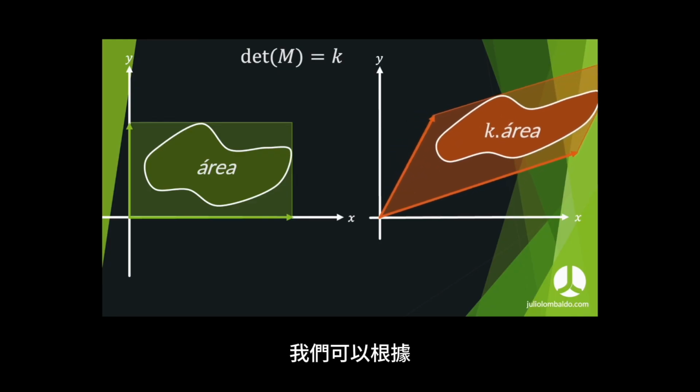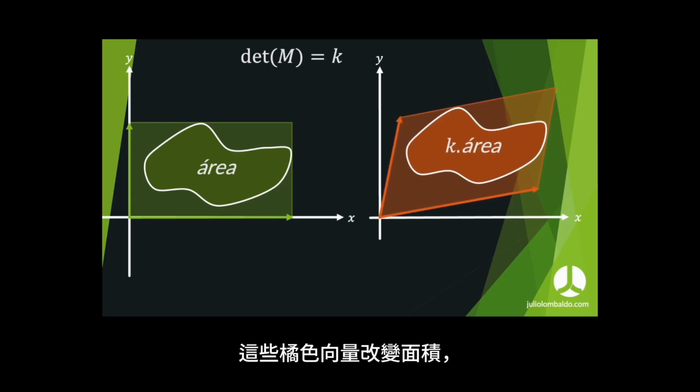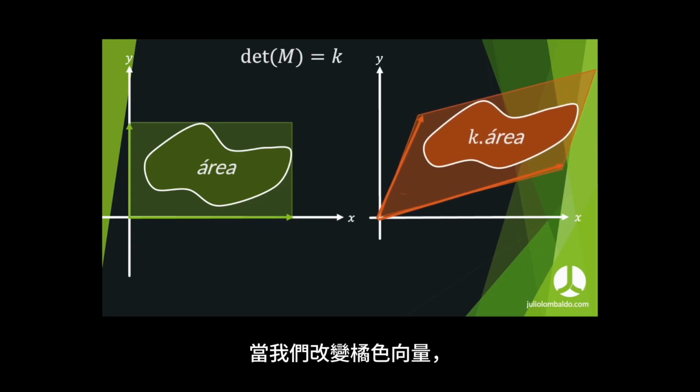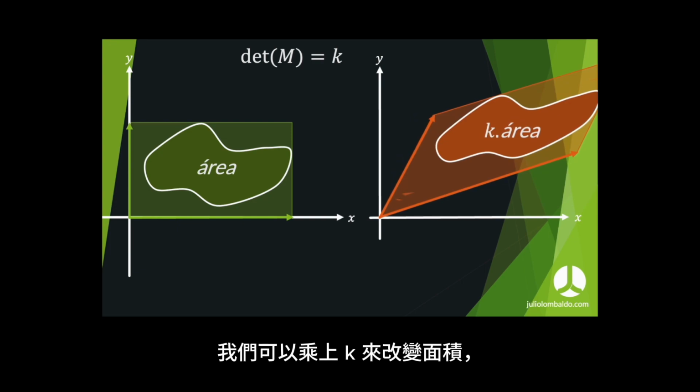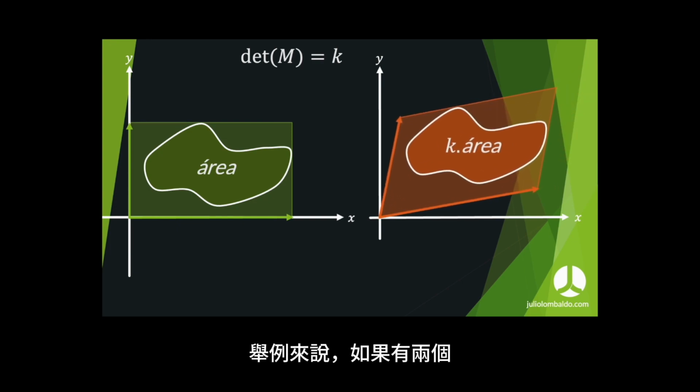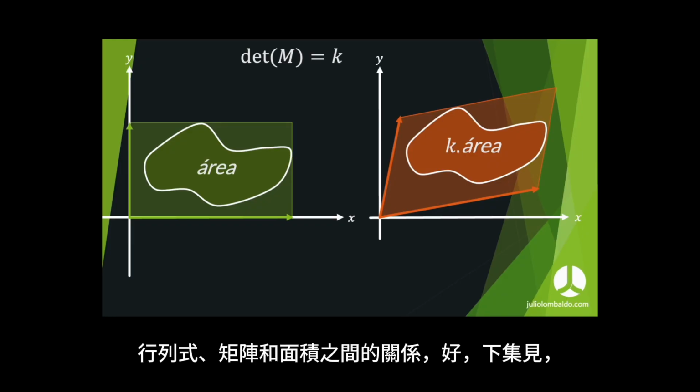Again and again, the area changes depending on these vectors in orange. When we change the vectors in orange, we change the area multiplying by K. For example, if we have two vectors that are very similar, we have a very small area, and the determinant is almost 0. If we have an area much greater than the first one, we have a much greater K, so the determinant is bigger. So this is the relationship between determinant, matrix, and areas.